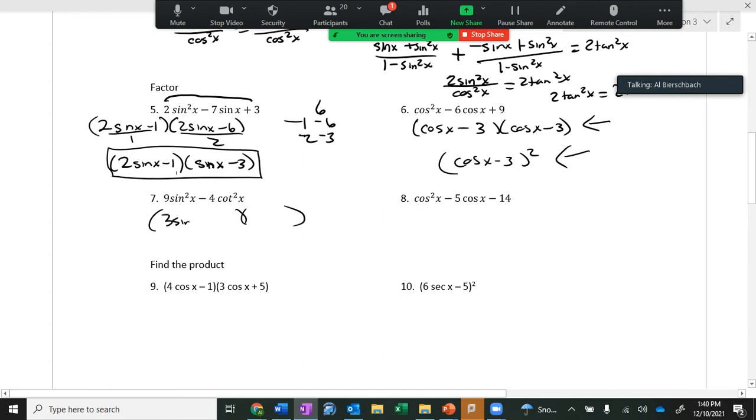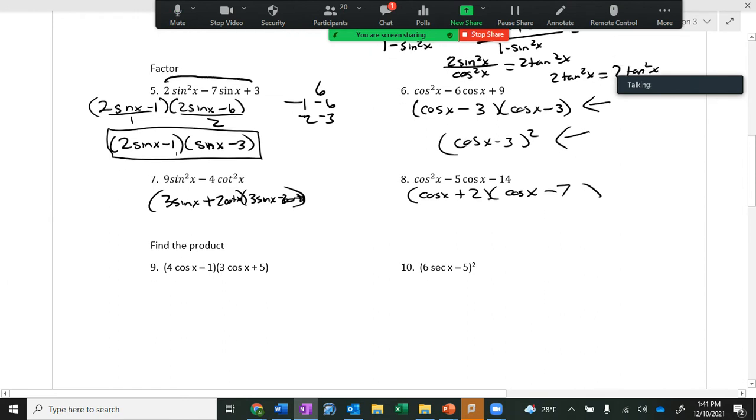So we have 3 sine of x here, 3 sine of x here, plus and minus, and 2 cotangent of x and 2 cotangent of x. Difference of squares factoring. Here again, normal factoring. Cosine of x, plus minus 2 and 7. Okay, so that's the factoring.